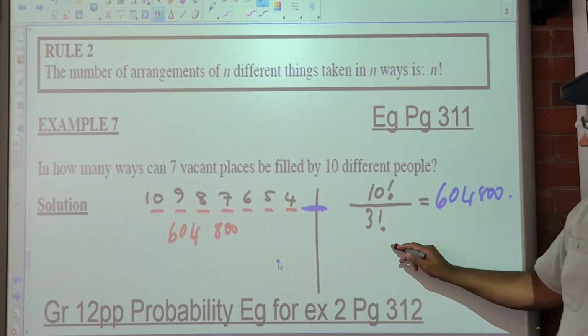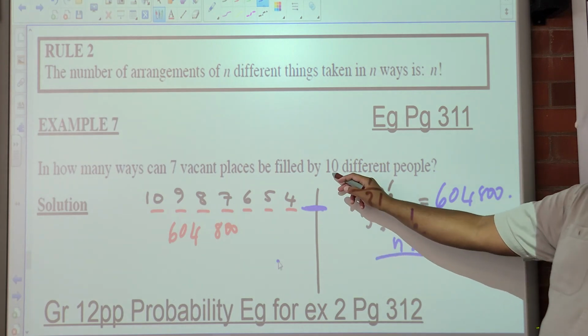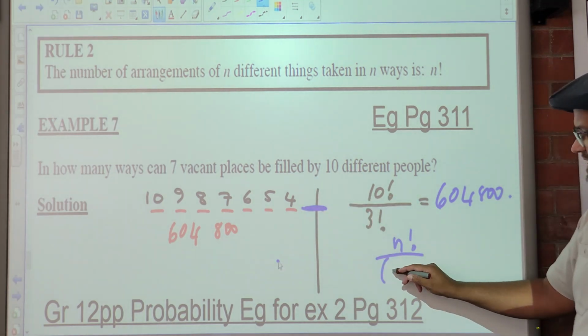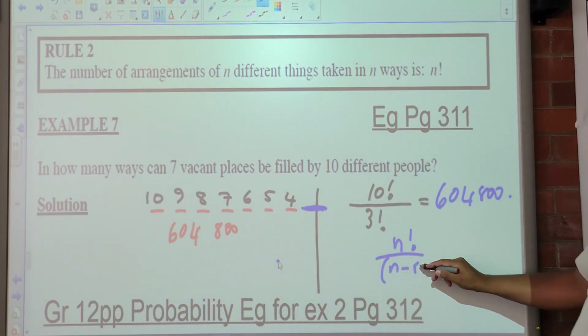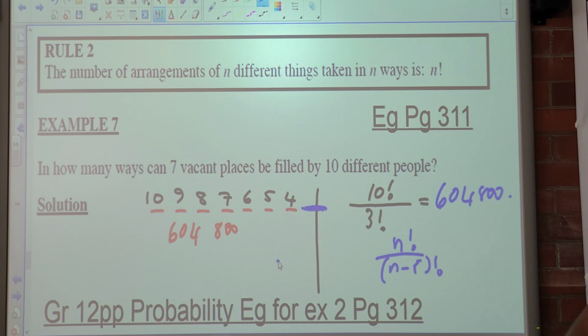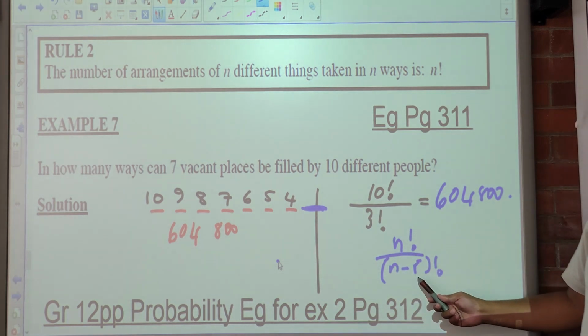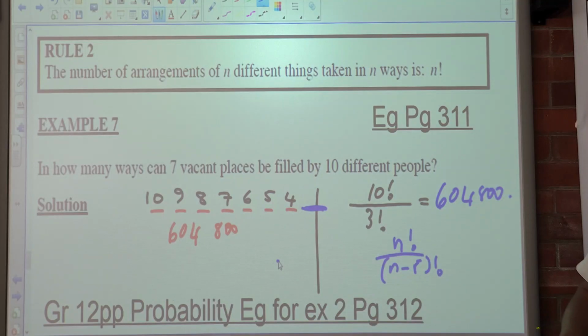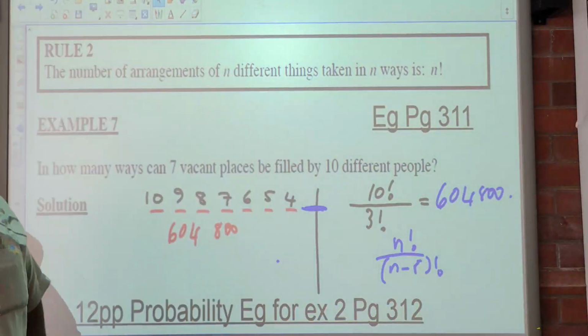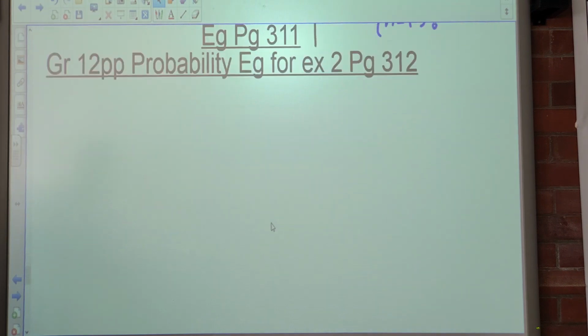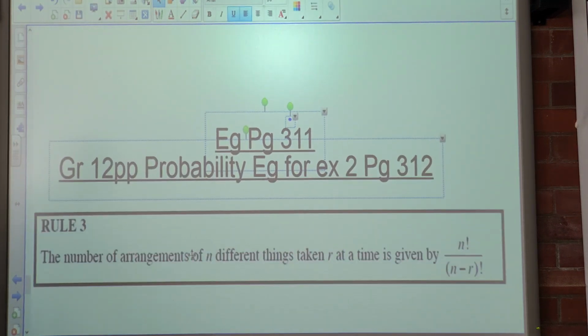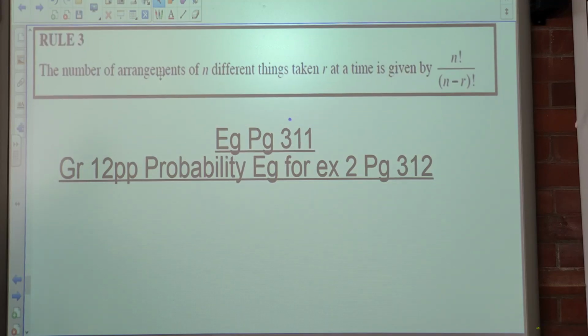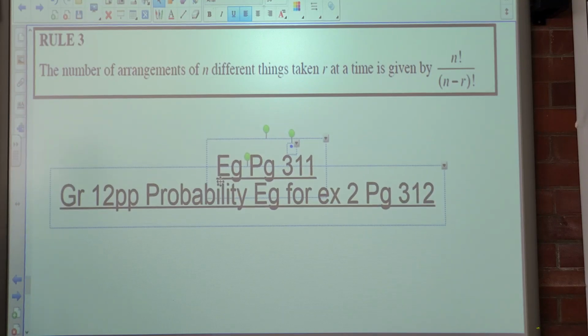So in other words, I don't see any 3 here. But what do I see? I see n factorial, the number of people there are, over the number of people minus the places, or the birds, factorial. Which means to say it is 10 factorial over 10 minus 7 factorial, which is 3 factorial. Okay. Which now brings me to the third rule. The third rule, we are told that the number of arrangements of n different things taken r at a time is given by n factorial over n minus r factorial. Okay? Can I move on?